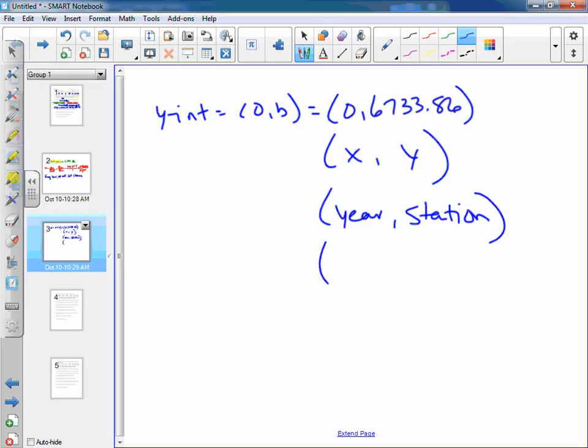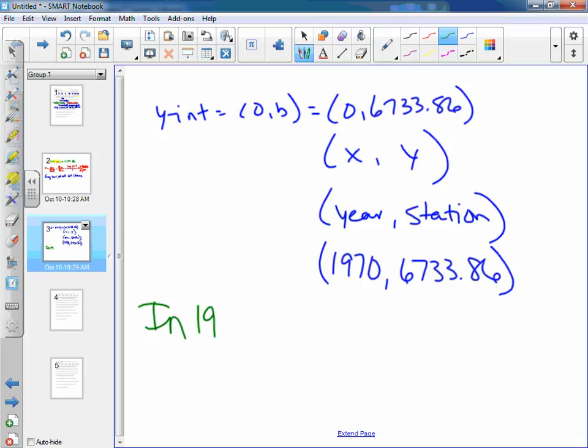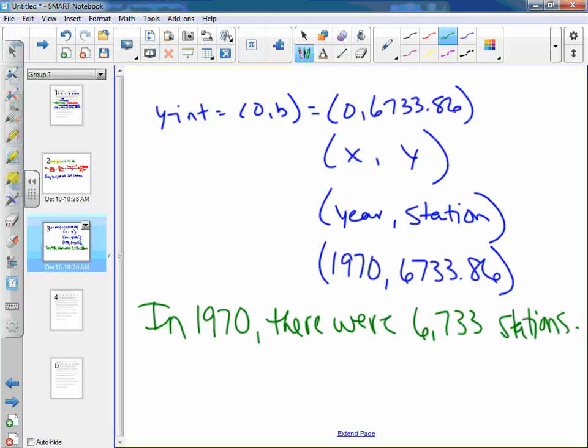And what does 0 represent according to my statistical data at the beginning? It represents year 1970, and then my y value is 6733.86. So what would this mean? You have to write that out. In 1970, there were 6,733 stations. Now, the 0.86, again, it's not a whole number, but it should tell you that we're working on a building currently. Does that make sense? Yes.